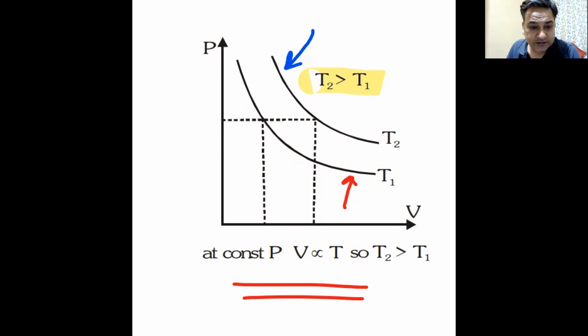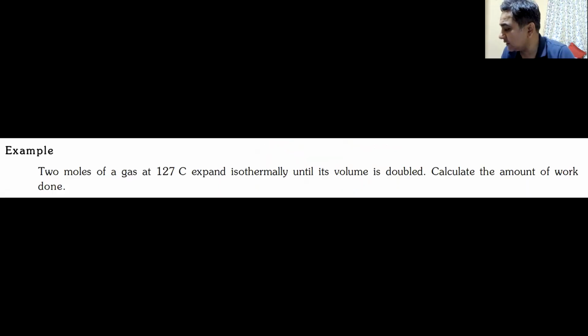Yes, sir. No, sir. Then, sir, this question, you might not be able to solve it completely, but you will have to solve it till the point that you can solve it. A very simple question. And the question goes like this. 2 moles of a gas, which gas not given, at 127 degrees Celsius, expands isothermally since its volume is doubled. Calculate the amount of work done.